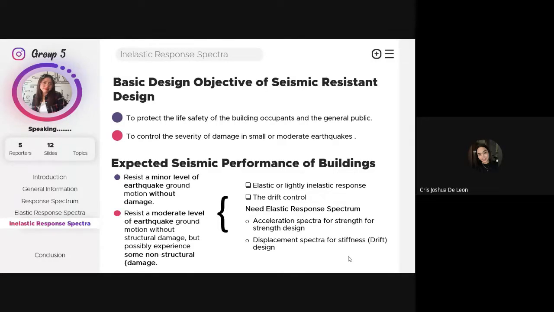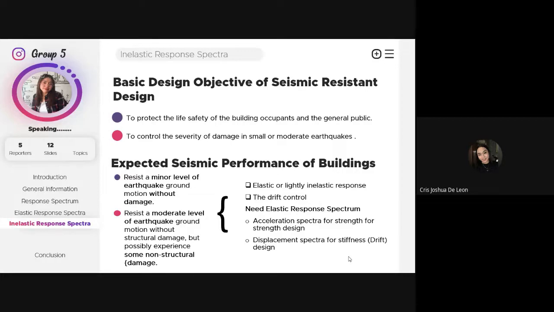Basic design objectives of seismic resistant design. To protect the life safety of the building occupants and the general public. To control the severity of damage in small or moderate earthquakes. The expected seismic performance of buildings in different earthquake cases is as follows. Resist a minor level of earthquake ground motion without damage. Resist a moderate level of earthquake ground motion without structural damage but possibly experience some non-structural damage. So this is the expected desired performance from a structure in case of these two levels of earthquakes.